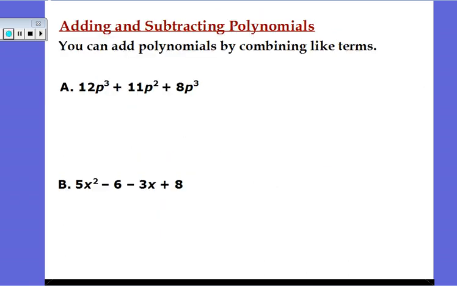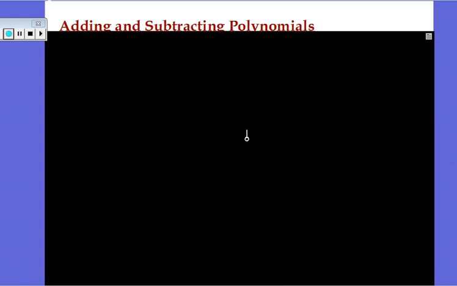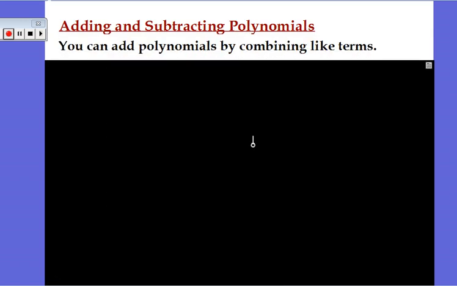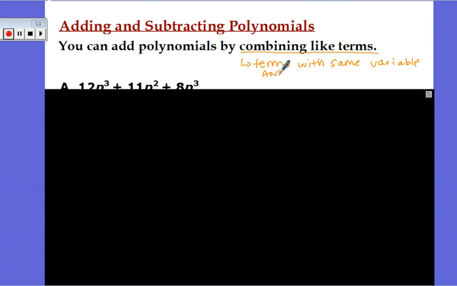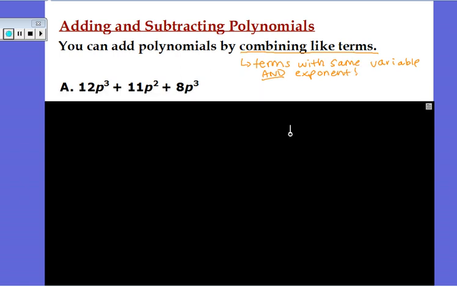All right, so now we're going to move on to adding and subtracting polynomials. We can add and subtract polynomials by combining their like terms, which is a topic we have already gone over. Remember, like terms are terms with the same variable and exponent. Terms with the same variable, same exponent.